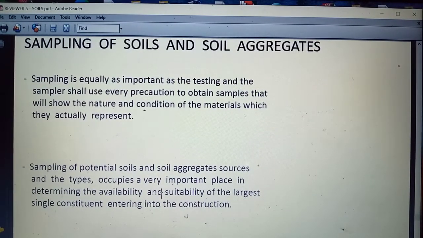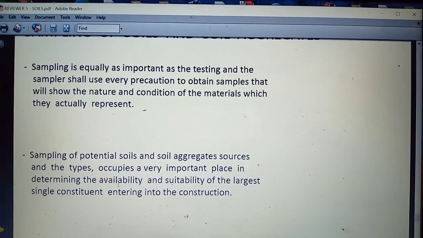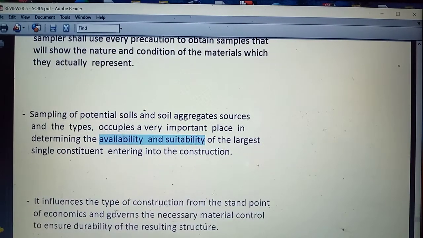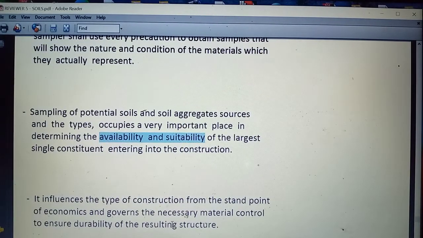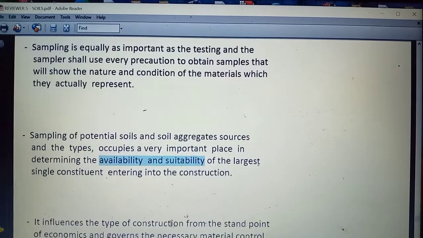So, marami kang tatandaan. Okay? So, kailangan mong i-judge yung suitability ng soil mo. Napapatungan mo ng aggregates, pati na rin yung embankment material. So, we have availability and suitability. So, it influences the type of construction from the standpoint of economics and governs the necessary material control and ensure durability of the resulting structure. Okay? Yan.